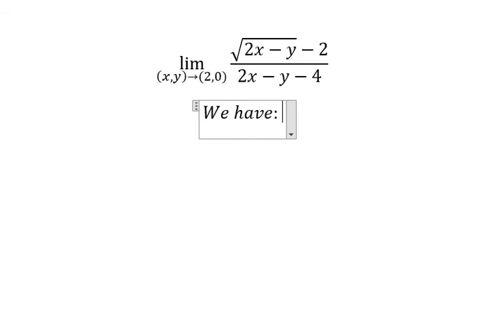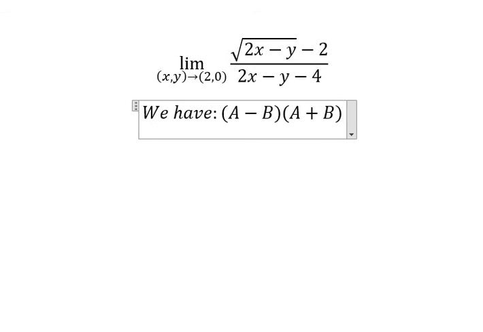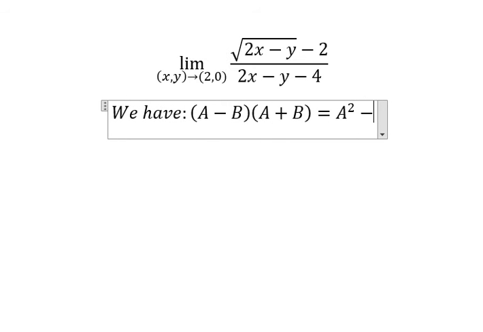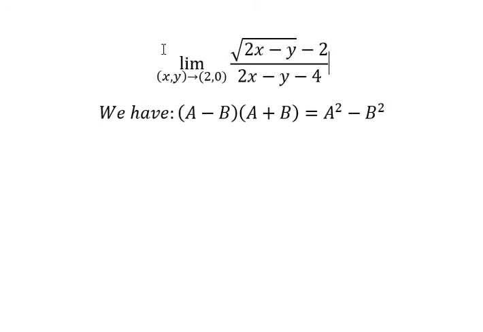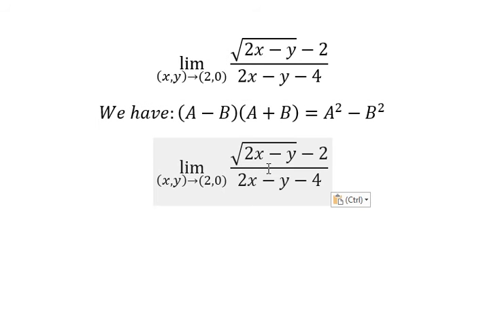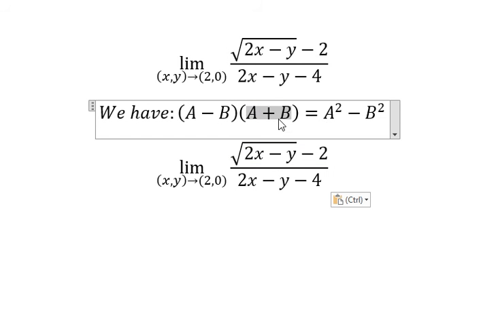That is a minus b multiplied by a plus b, and you get a squared minus b squared. So if we look carefully at this one, that is a minus b. We need to create this because we want to cancel the square root. So to do this, we need to multiply by a plus b on the numerator and denominator.